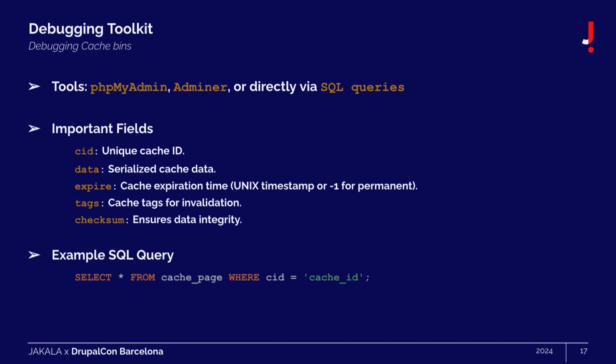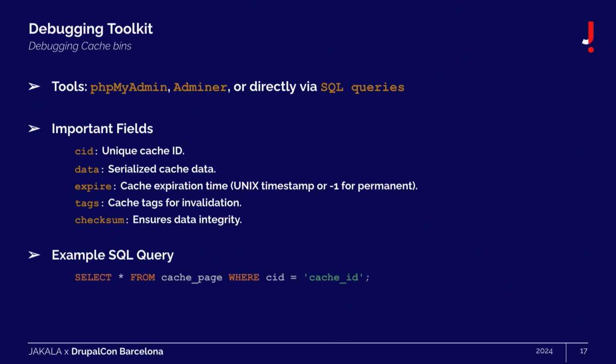As the data lives in the database, how can we look at it? By using tools that allow us to check the database. Such tools are UI tools like phpMyAdmin, Adminer, but not only. Also, we can use SQL queries directly in the command line. Each cache table has at least these fields. First one is cache ID. Second one is data, which is actually kept in blob format. Then we have expire time, tags, and checksum.